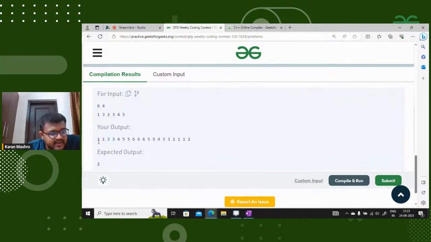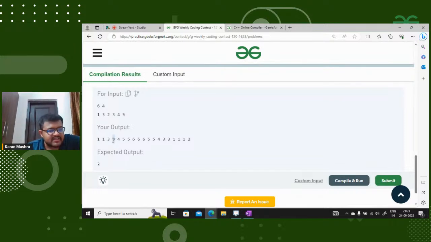So this basically denotes how many subsets are there whose sum is equals to 1. There is only one subset, that is 1. How many subsets are there whose sum is equals to 2? There is only one subset, that is 2. How many subsets are there whose sum is equals to 3? There are 3 subsets. The first 3, the second 3, and 1 and 2 combined.